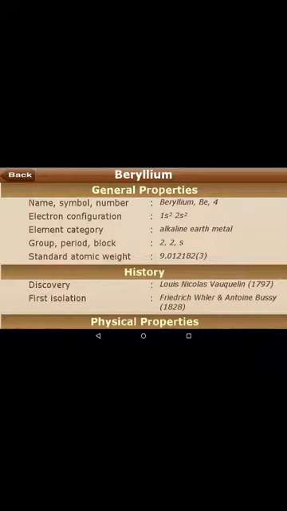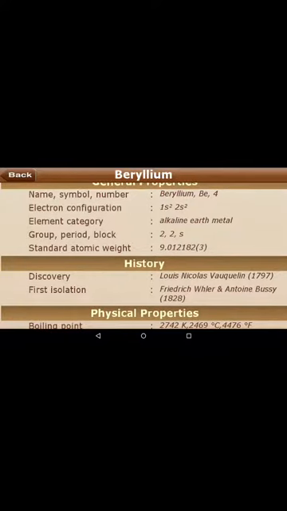Today, we are going to discuss the beryllium atom. Beryllium has general properties. The name is beryllium. It has the symbol Be, which represents beryllium, and it has an atomic number of 4.